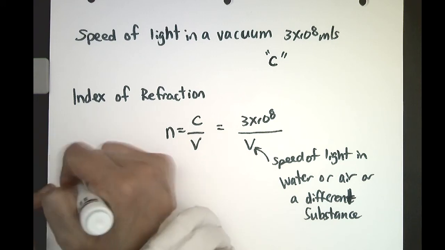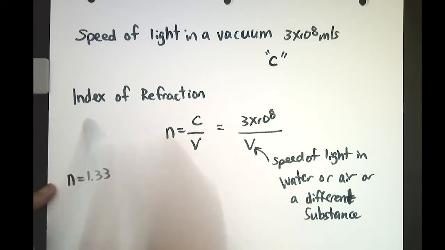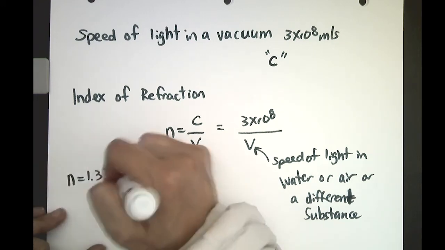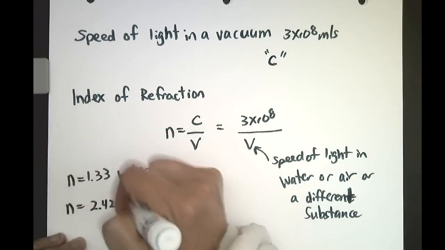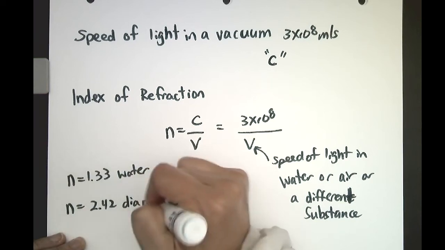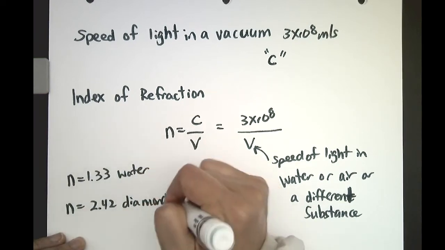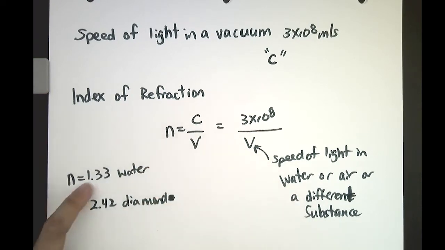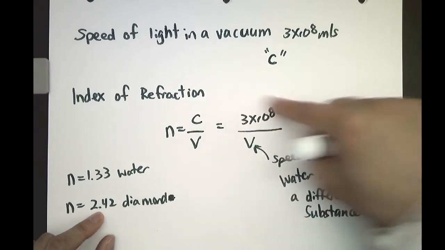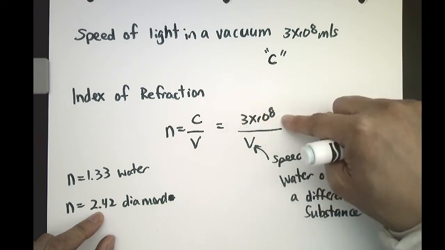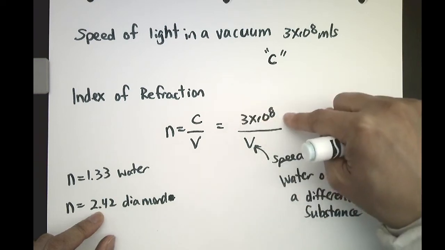Like, for example, air is about 1, water is 1.33, and diamond is 2.42. There's different values. And essentially what that is, is that water really slows down light, but so does diamond. In fact, diamond slows it down a lot, all right, because this here, c, is your maximum value. This is as fast as it's going to go. It can't go any faster.